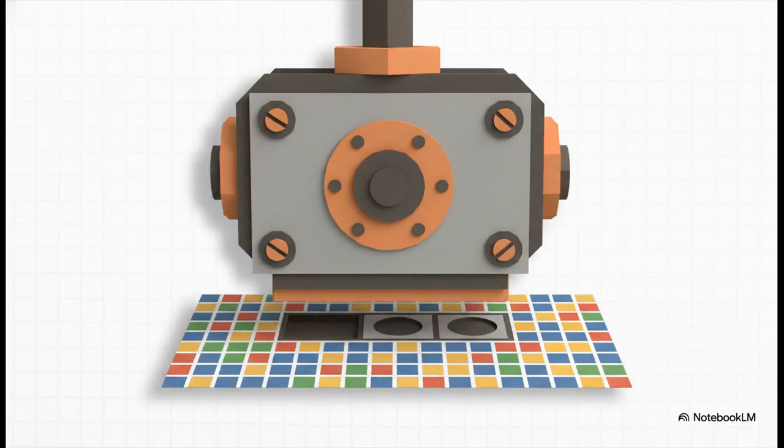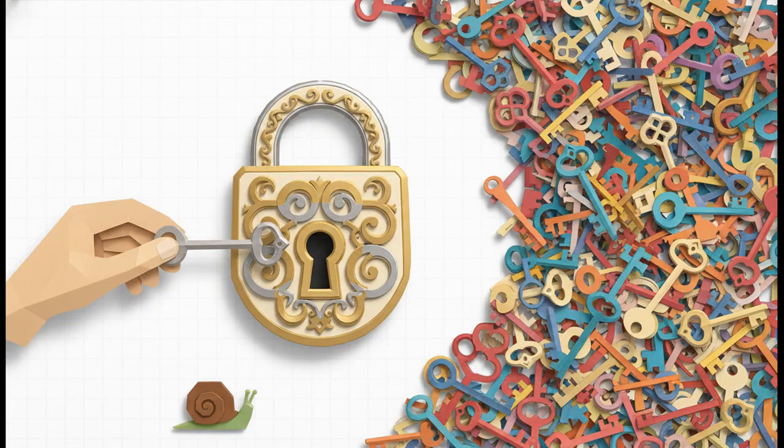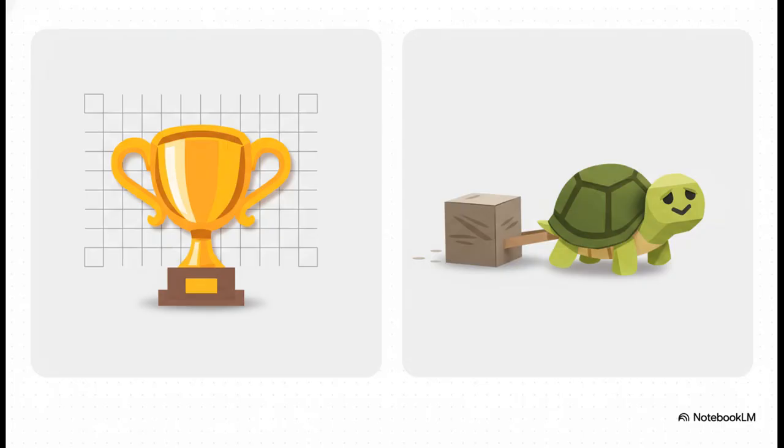All right, first up is GridSearchCV. This is the old-school brute force method. Basically, it builds a grid of every option and then tests every single one. Think of it like trying every key on a massive keychain. You'll find the one that fits, eventually. So yeah, its biggest pro is also its biggest con. It's thorough, but just painfully slow.